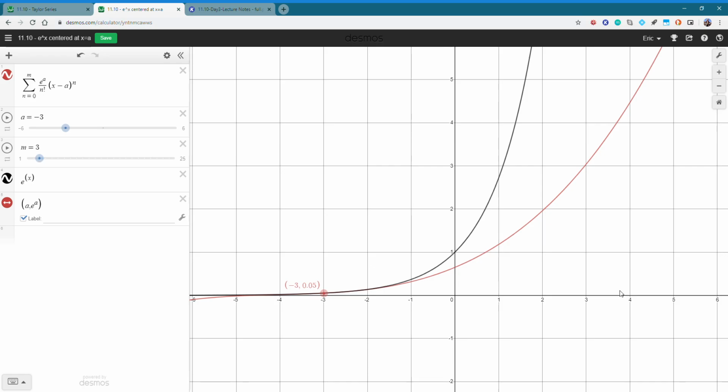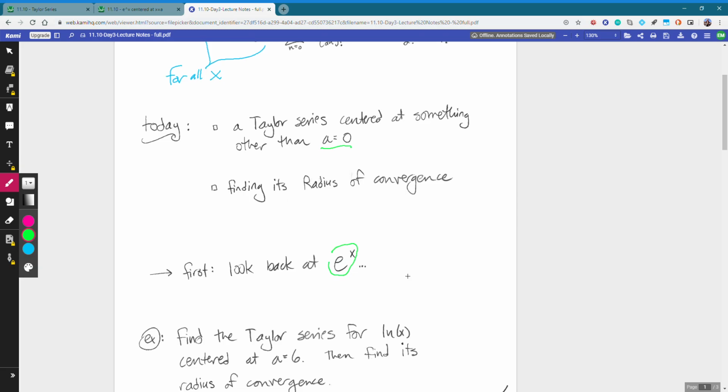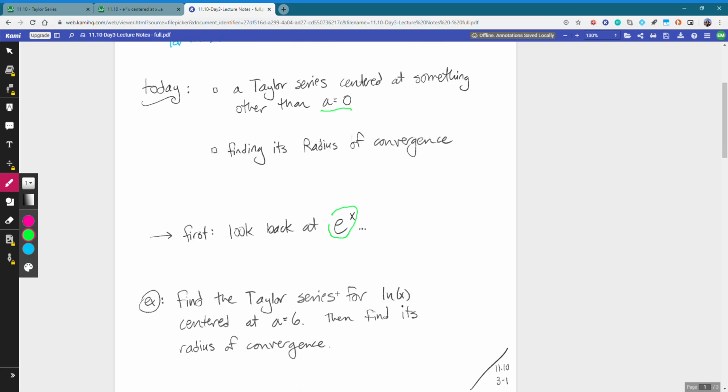That's what it looks like to have our Taylor series centered at something other than 0. It really just gives us our anchor point here. And so what I'd like to do is an example where we compute one of these. So we scroll down in the notes. We're going to look at finding the Taylor series for natural log, where the center is a equals 6. Once we do that, then we'll think about finding its radius of convergence. I'm just going to give us a little bit of a start before I send you off to do some work on your own.